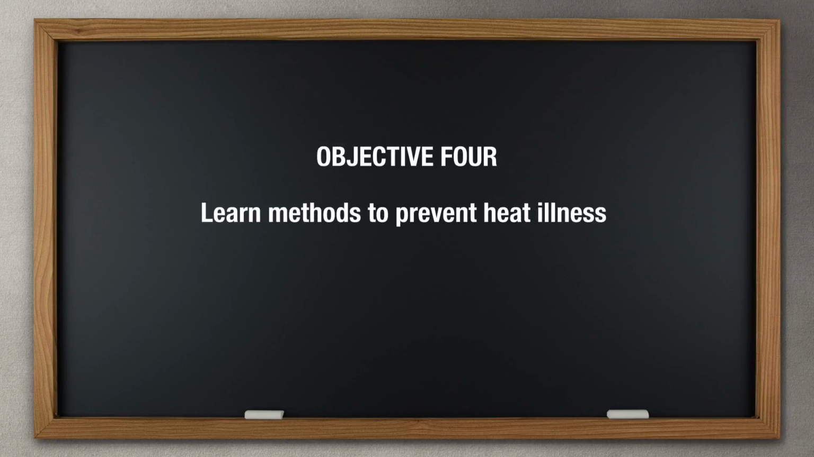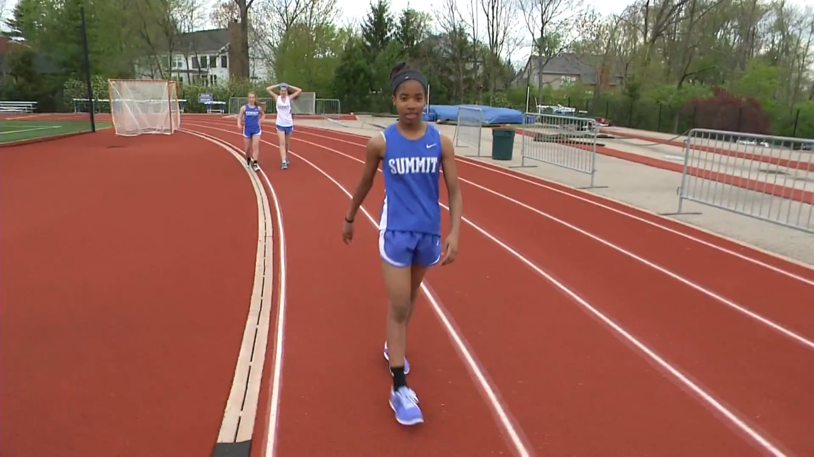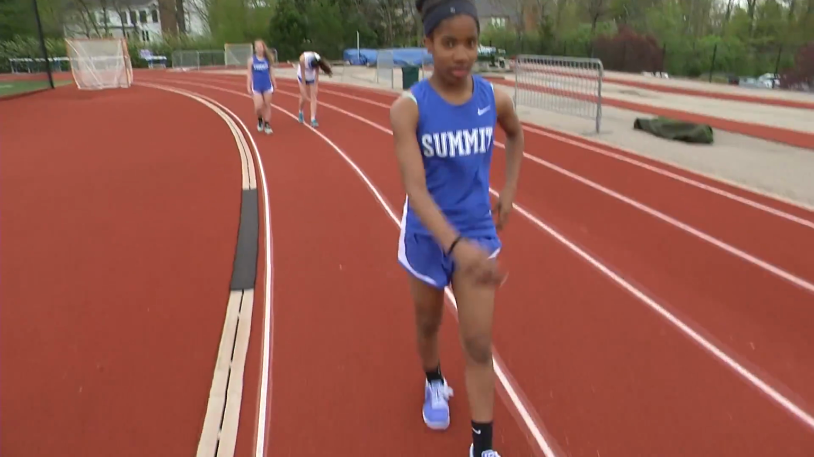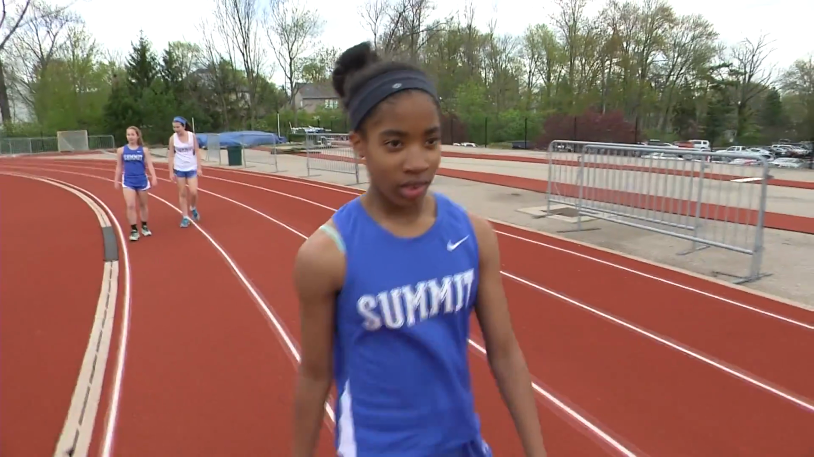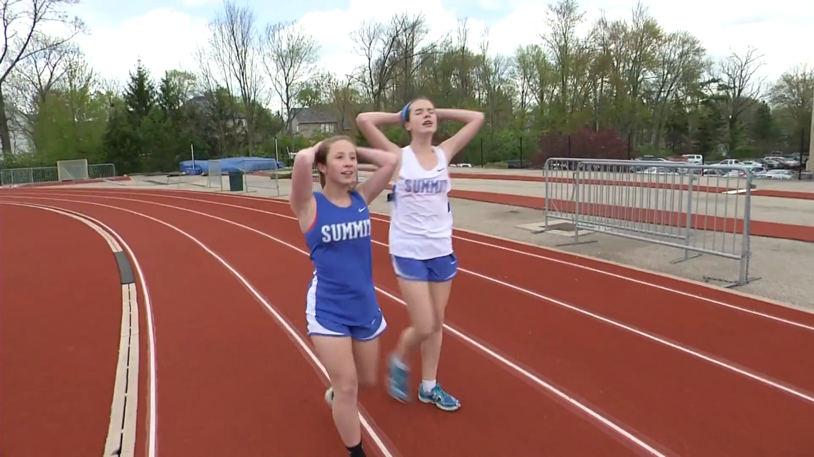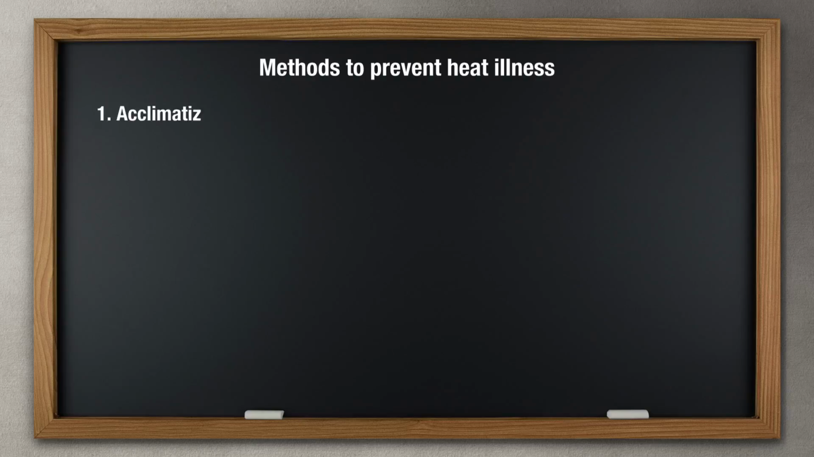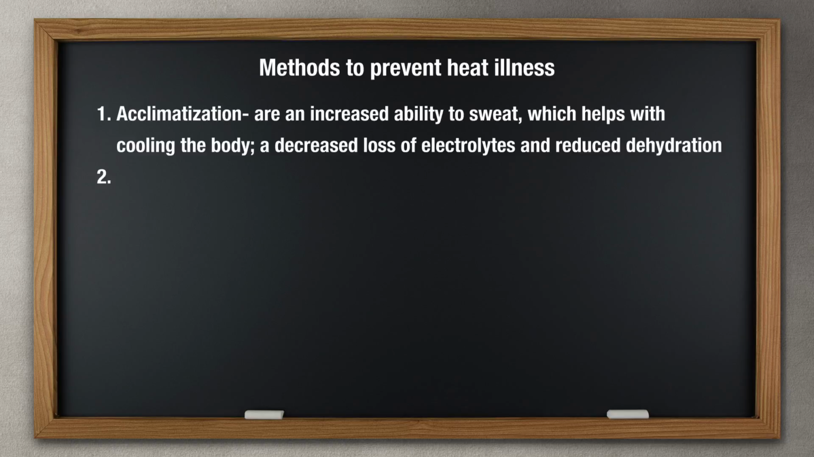Objective 4. Learn methods to prevent heat illness. 1. Acclimatization. Over a course of time and repetition in a warmer environment, a young athlete can acclimatize or adjust to exercising in the heat. Have athletes perform the exercise in the warm environment in which they will compete. The acclimatization process usually takes at least 10 to 14 days. The benefits of acclimatization are an increase in the ability to sweat, which helps with cooling the body, a decreased loss of electrolytes in the sweat, and reduced dehydration.